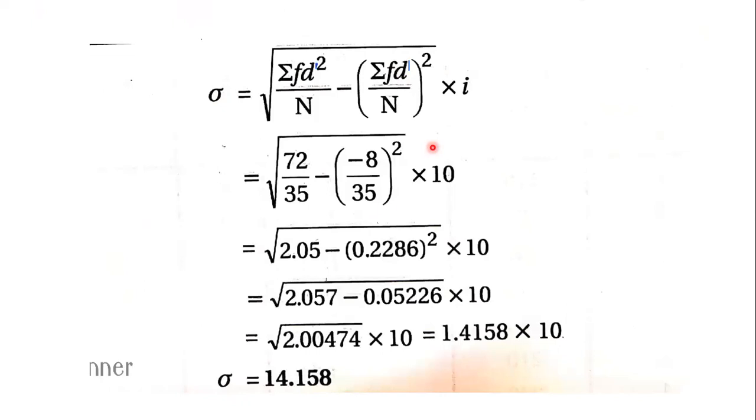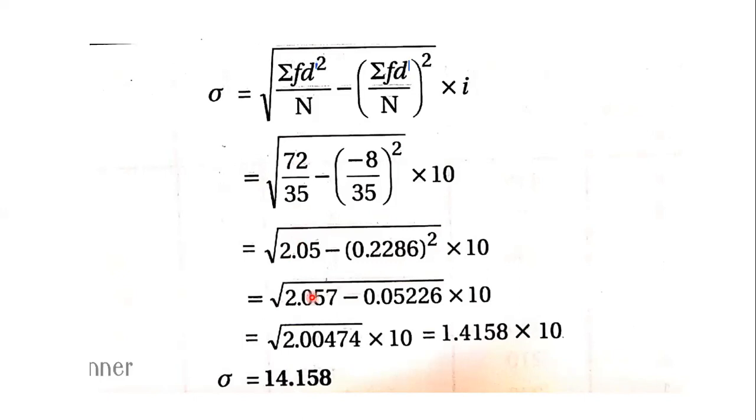So the next step is the simplification. Before that, we forgot this I. I is nothing but the class interval or the common value, so that is into 10. Next step, 72 by 35 is equal to 2.057. When you divide these two numbers, you get 2.057. Minus 8 by 35 will give you 0.2286. So this division gives you 0.2286, and I'm still keeping the square as it is. Next step, take down this number as it is, that is 2.057.